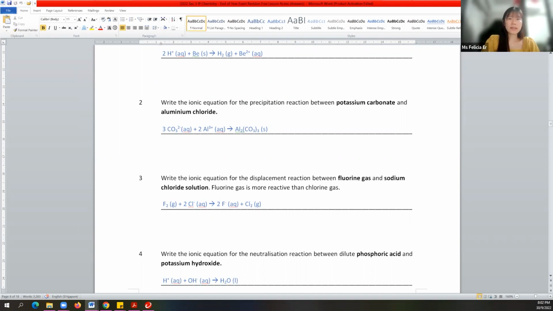I'll give you a bit of time, then I'll move on to salts. If any of you got any of it wrong, try to figure out whether you know how to deduce the answer. If you do not know why your answer is like that, you can stay back after class, then I can go through with you on how to solve any of the equations here.